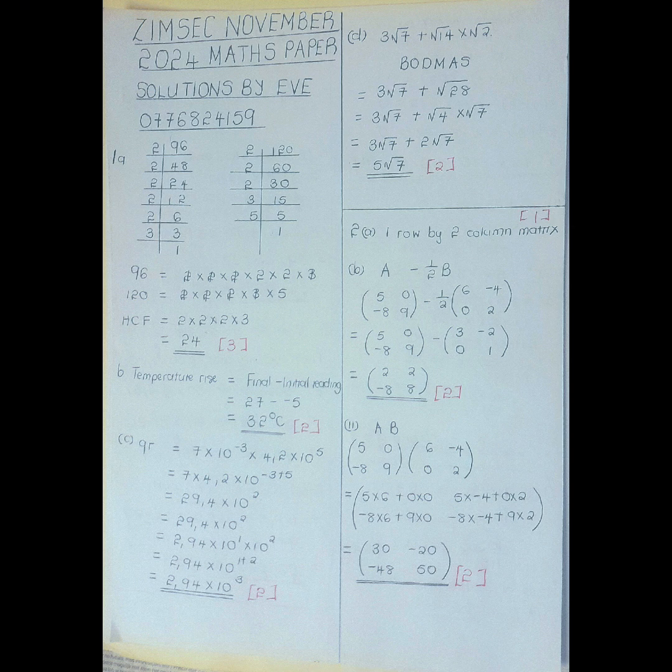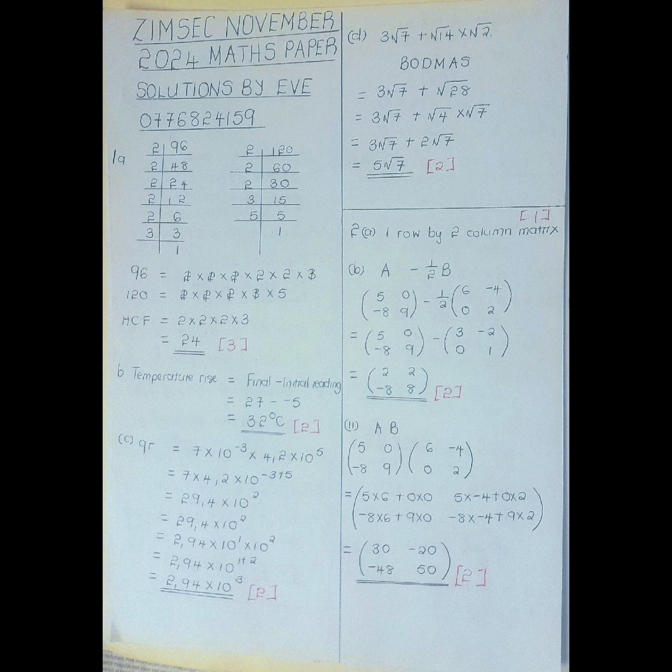And then on part B, it is saying on a certain day the temperature rose from -5 degrees Celsius to positive 27 degrees Celsius. Calculate the rise in temperature. So for the temperature rise, we are going to say final minus initial reading, which is equal to 27 minus -5, in order to get 32 degrees Celsius.